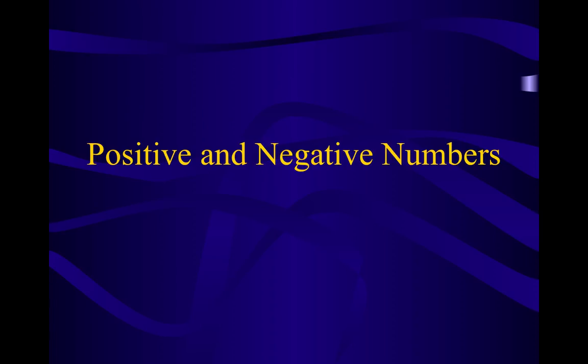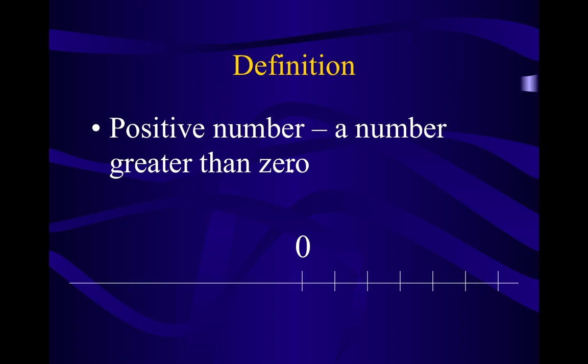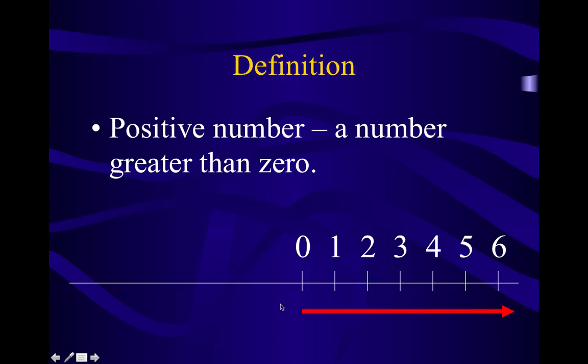Let's talk a little bit about positive and negative numbers. Now, traditionally, you've worked with something called positive numbers, or zero, so numbers that are greater than zero. So numbers that are greater than zero include but are not limited to 1, 2, 3, 4, 5, and 6, etc., etc. Basically numbers that move in the direction to the right.